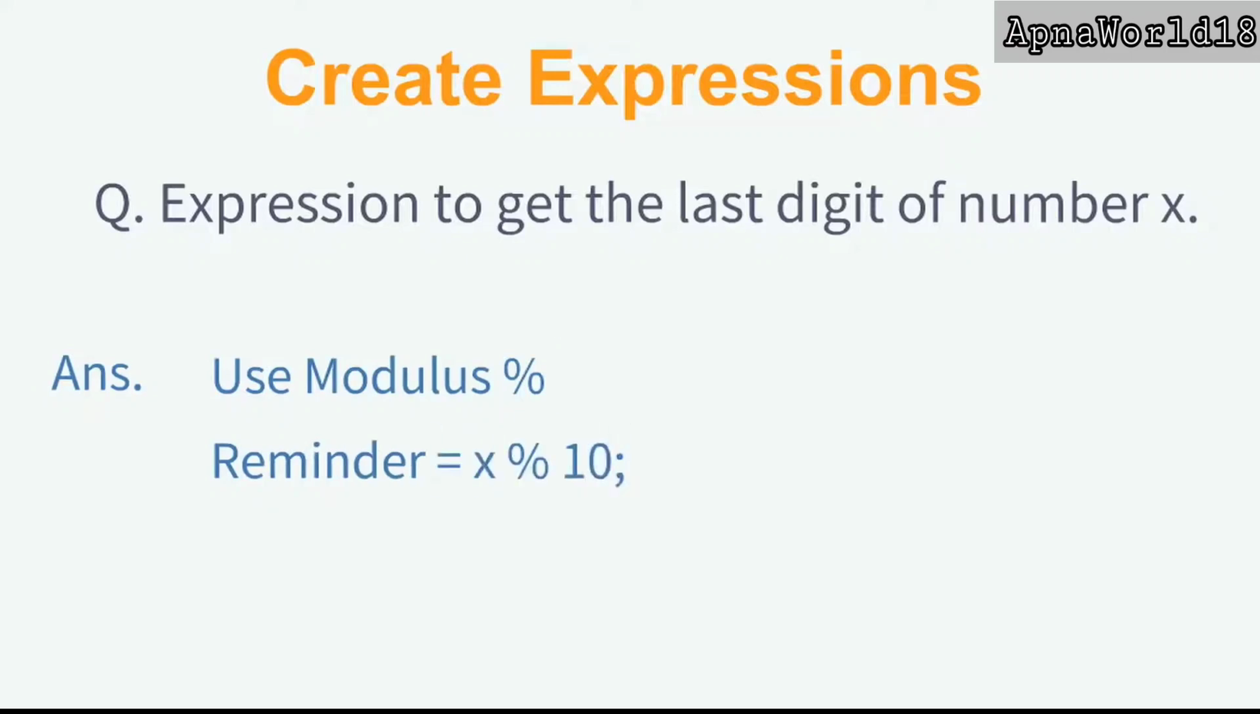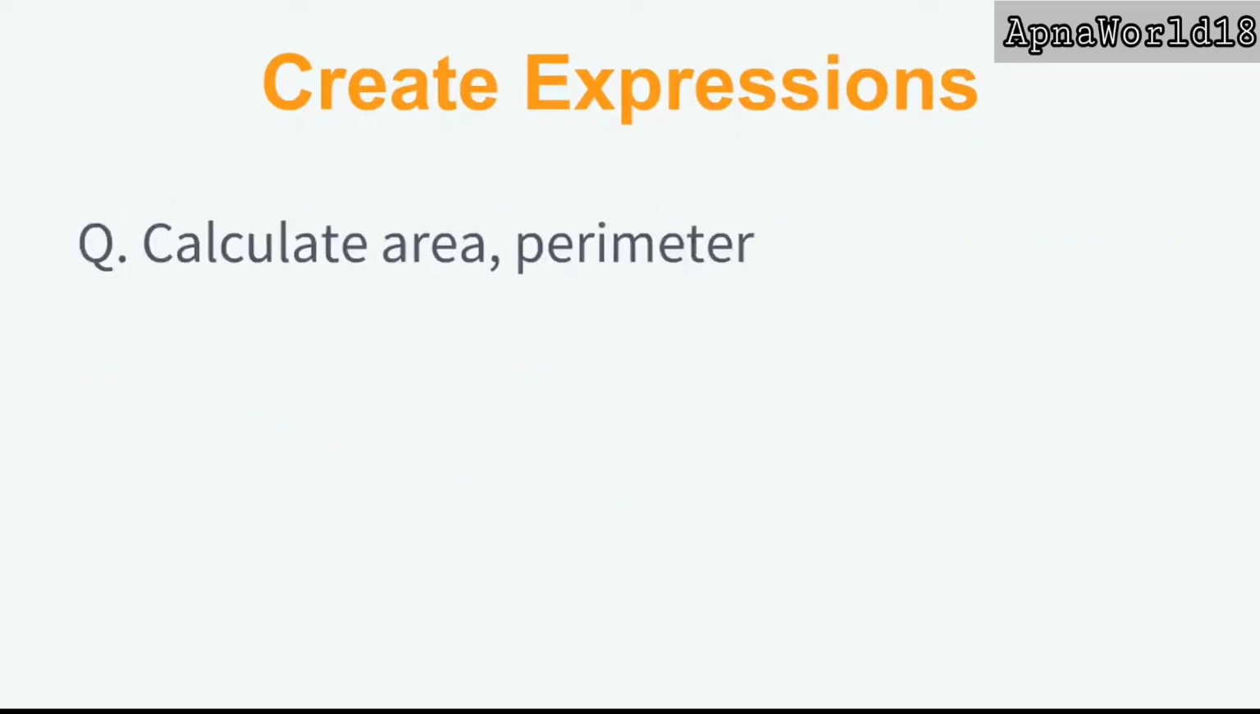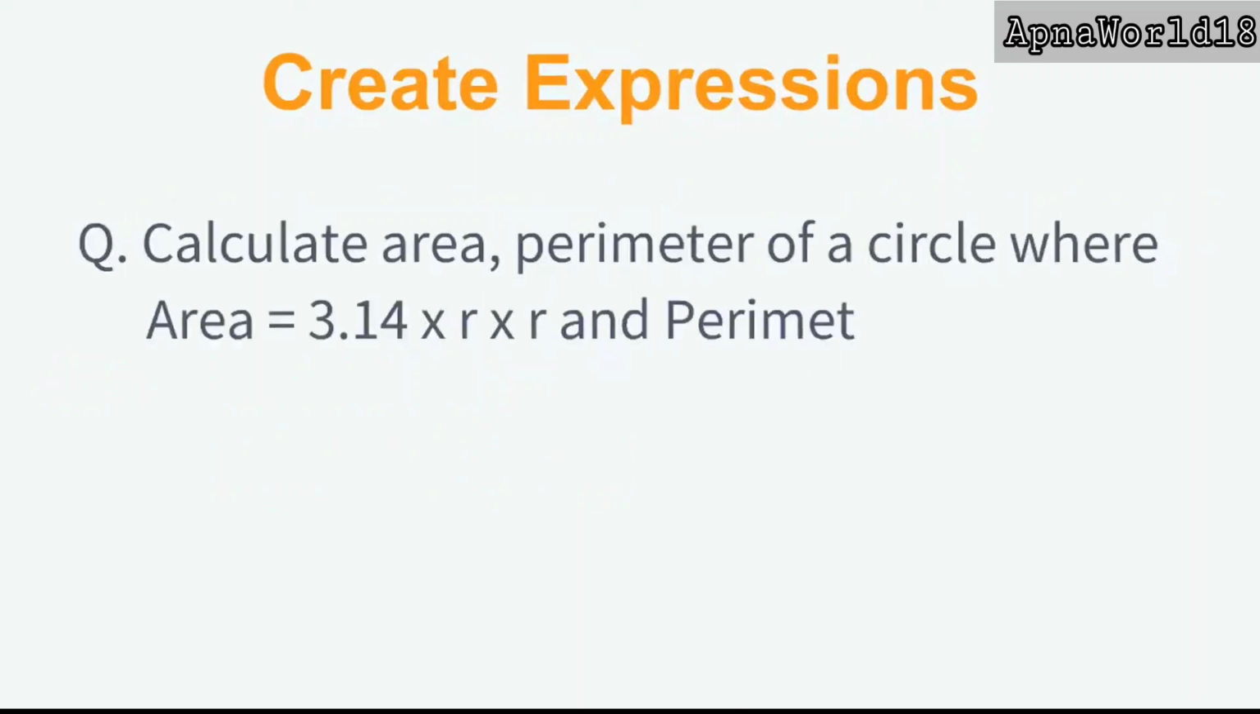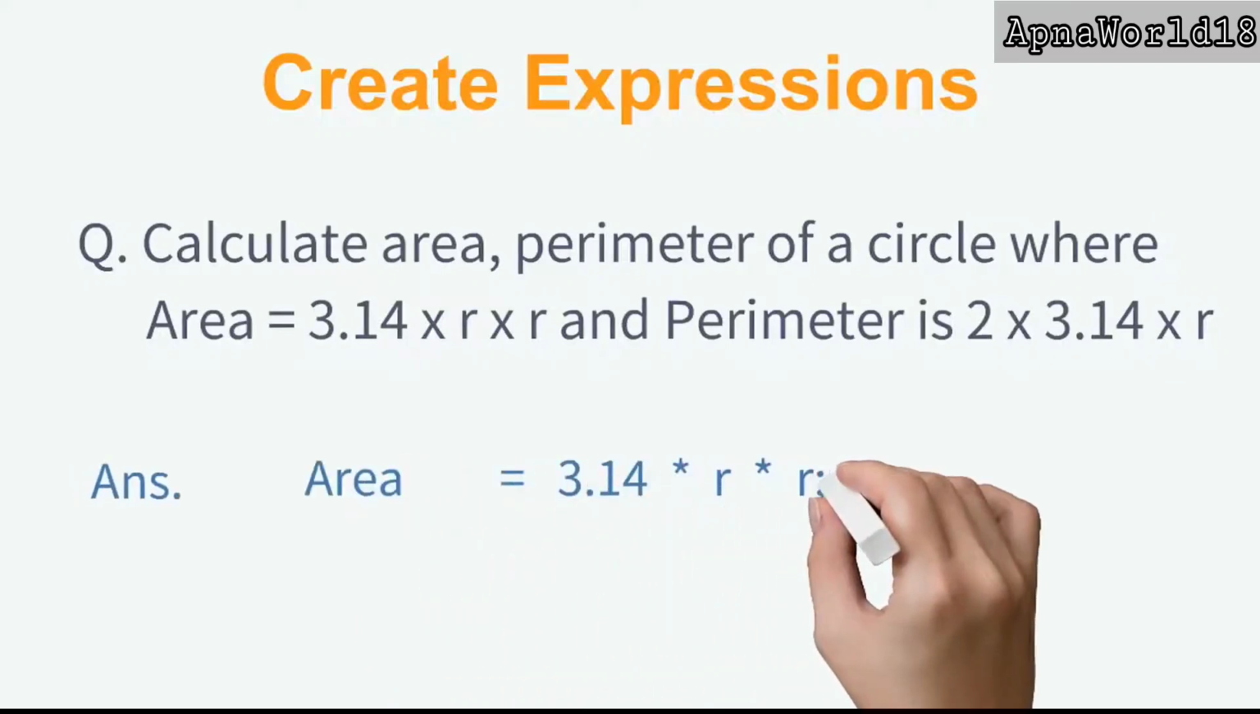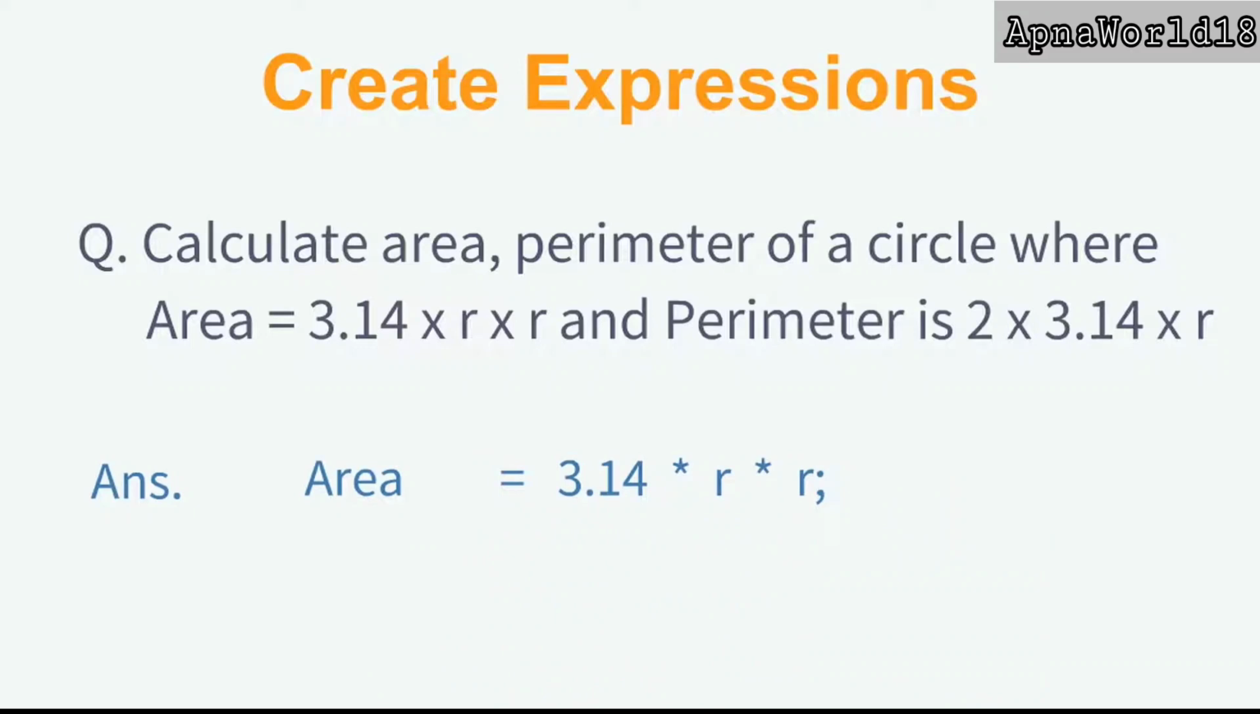Now let's write an expression to calculate the area and perimeter of a circle. Here we will calculate the area by multiplying value of pi, which is 3.14, into radius 2 times. Similarly, we will calculate perimeter by multiplying 2 into pi into radius r.